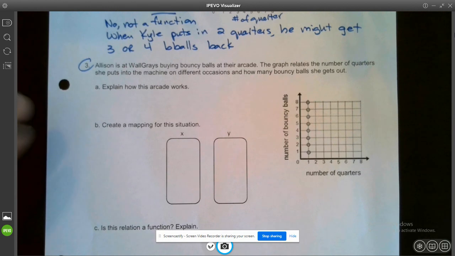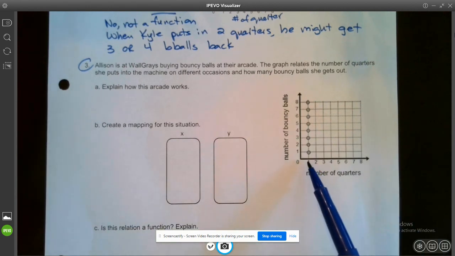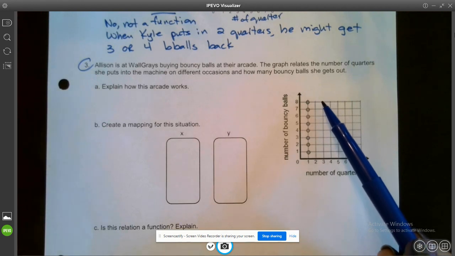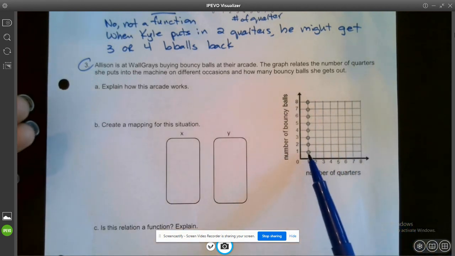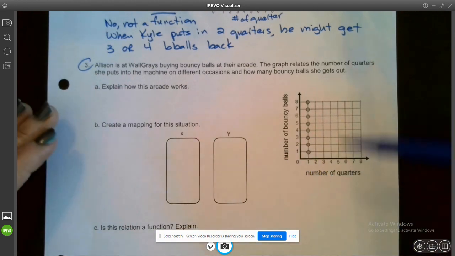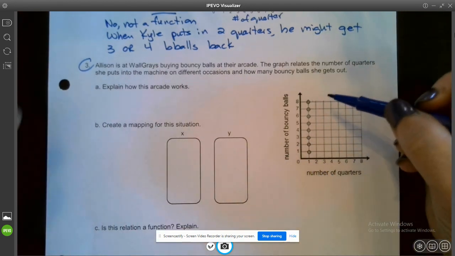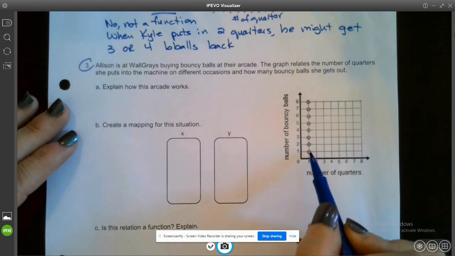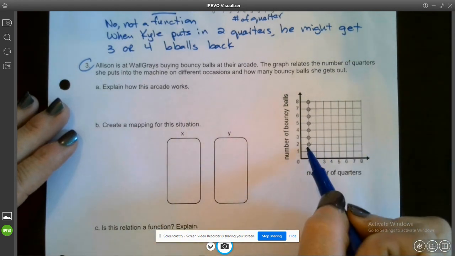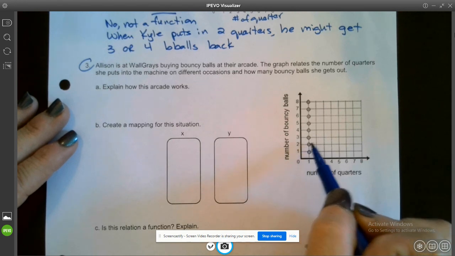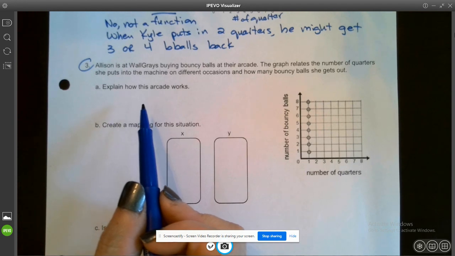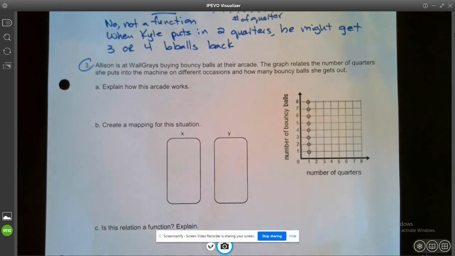So this is kind of bizarre. Like with 1 quarter, it's a free for all, right? She might get 8 bouncy balls. Like she can give those to like 7 of her friends. That's amazing, right? Or she might just get 1 and be like, oh man, not my lucky day. So this machine, let's call it, this arcade is definitely broken. Allison will have no idea when she puts in 1 quarter what she's guaranteed to get back. So I almost want to say this is a broken arcade, but let's explain how this arcade works. Or maybe it's like the most exciting arcade she's ever been to.